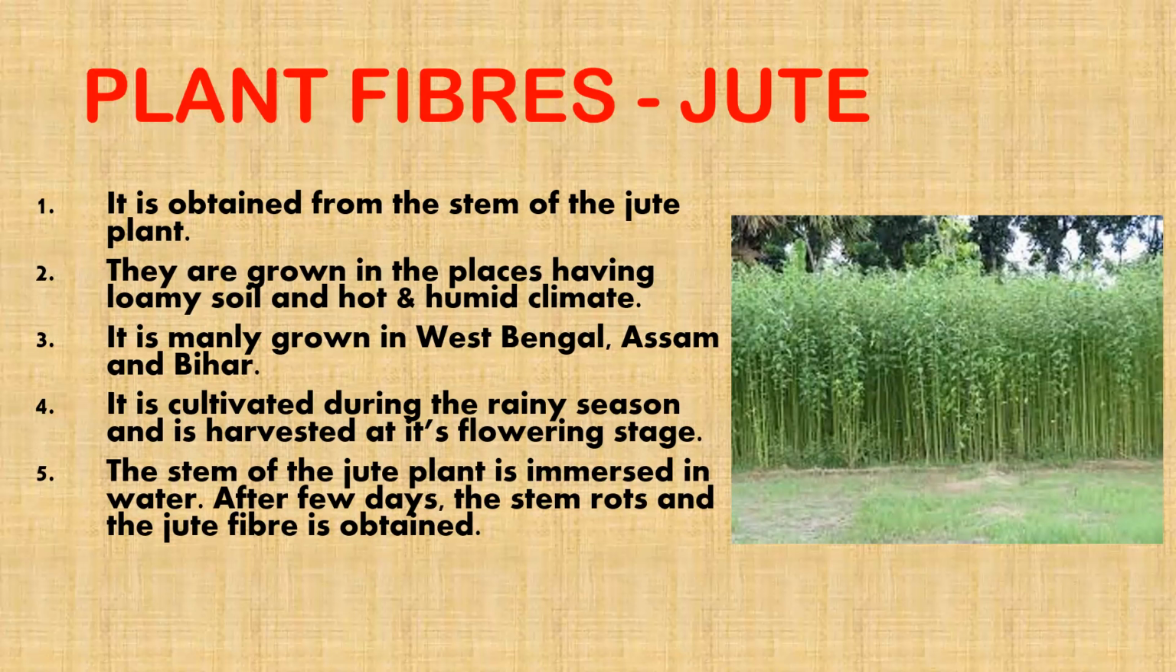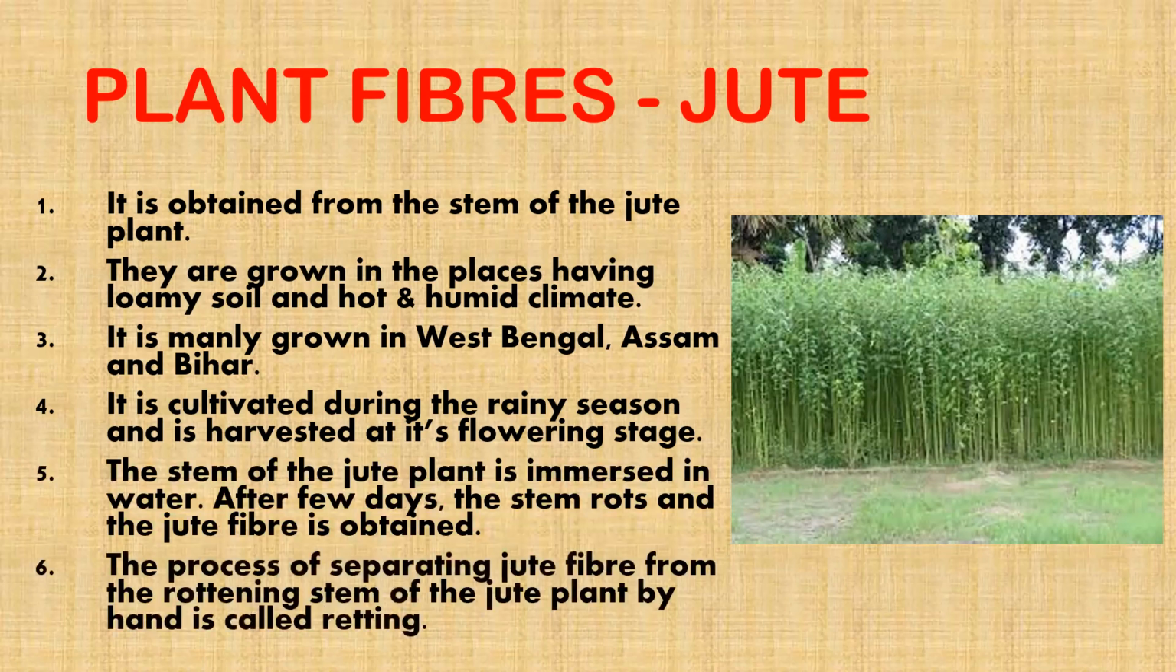The jute fiber is basically inside the stem. When the jute plant is big enough to obtain the jute fiber, we put the stem of the jute plant in water. After a few days, the stem rots open and the jute fiber is obtained. The process of separating jute fiber from the rotting stem of the jute plant by hand is called retting.